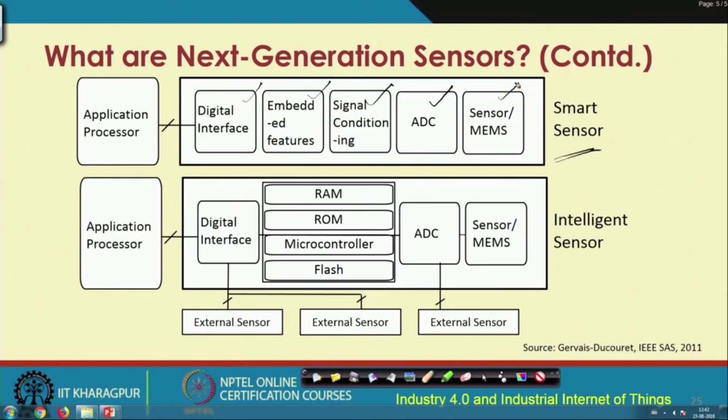In addition to all of these things, in the intelligent sensor you have mostly whatever is present in the smart sensors, but also a component for processing and computation. So, you have the RAM, ROM, microcontroller, flash, and so on. All of these basically make the smart sensors intelligent, by virtue of having these components in them.